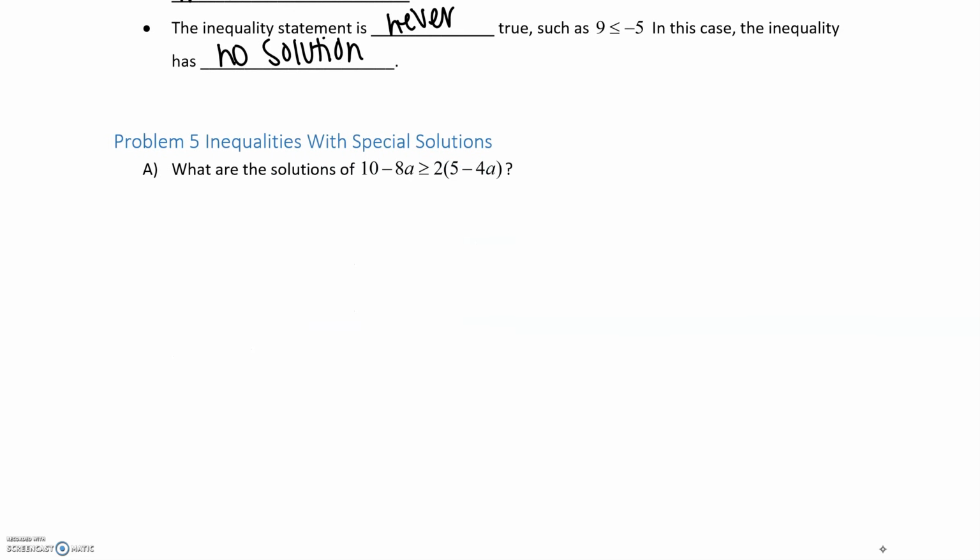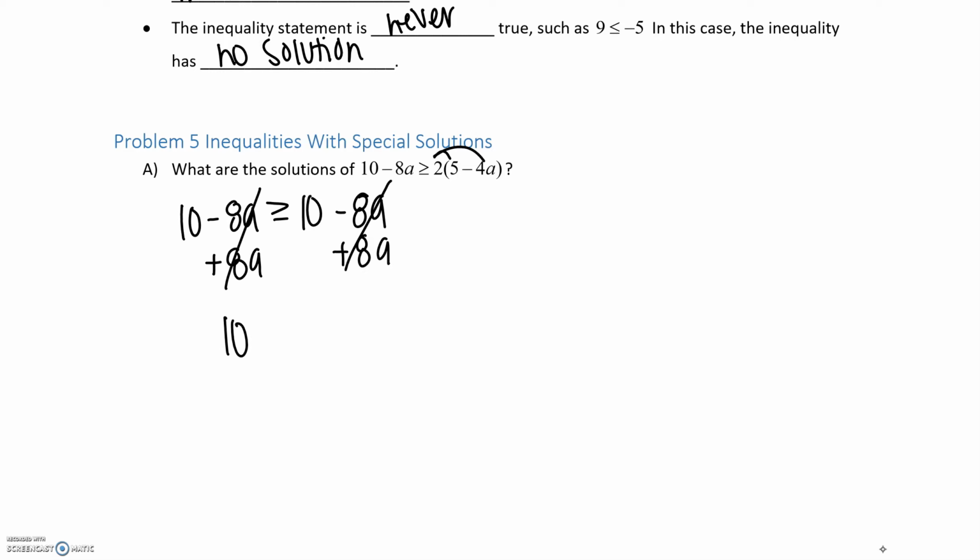Okay, so let's start going through these. The first thing we need to do on this one is distribute that 2 through, so we should have 10 minus 8a is greater than or equal to 10 minus 8a. If I add this 8a to both sides, those cancel out, and that gives me 10 is greater than or equal to 10. 10 is equal to 10, so this statement is true. So since the statement is true, we have infinitely many solutions.